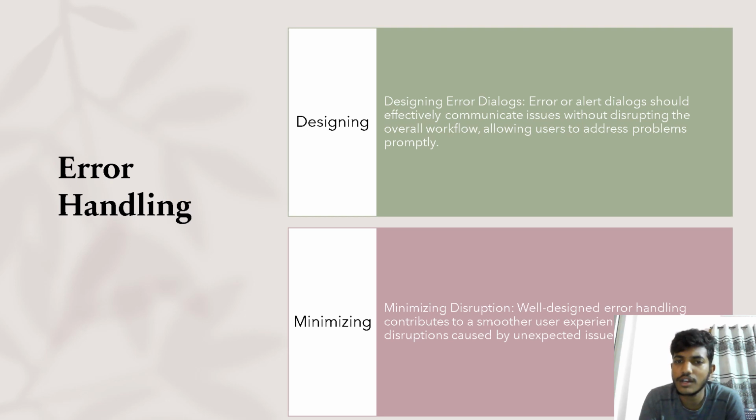Error or alert dialogues should effectively communicate the issue without disrupting the overall workflow, allowing the user to address the problem promptly. For example, you will be doing some work on the laptop, and you will be doing some work at the back end. Whenever an error happens, it should not affect whatever work you are doing at present. It should alert with a dialog and conveniently convey the message to the user that this is the error, without affecting the current work.